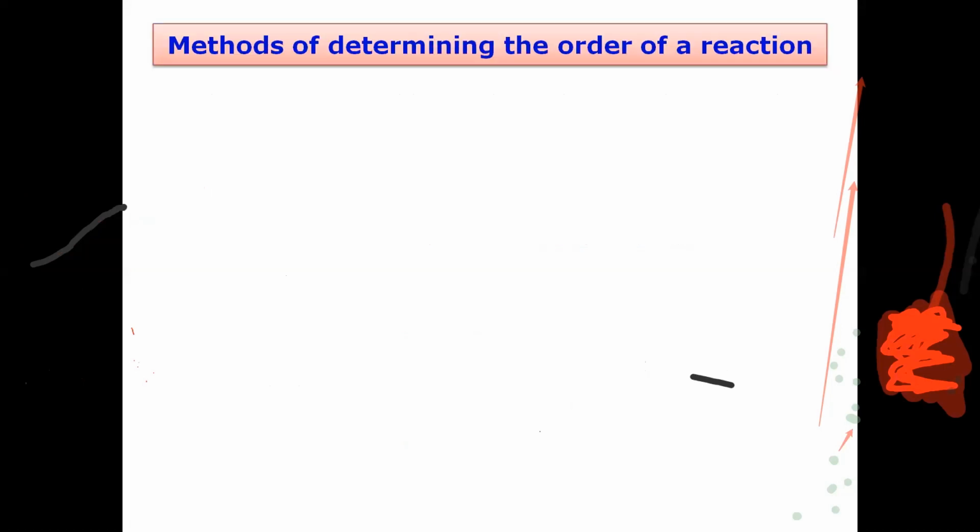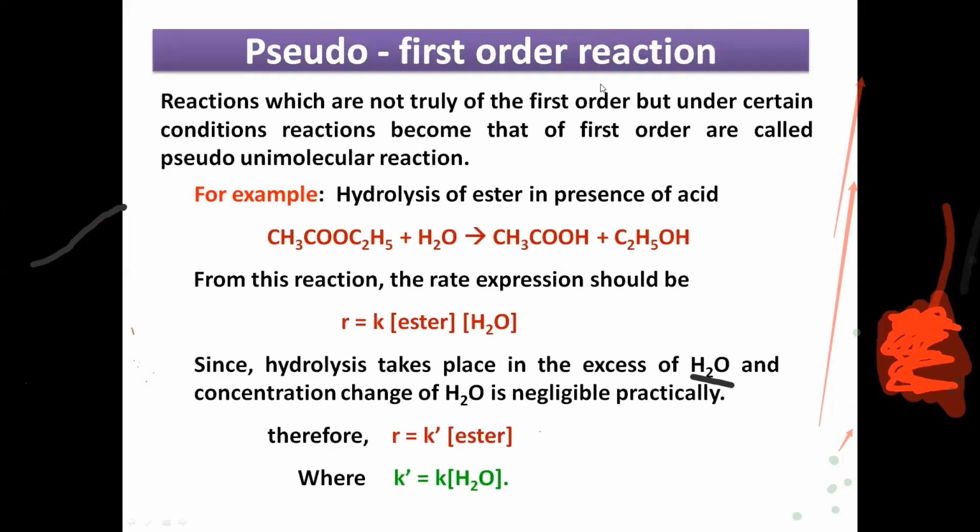Now, there are several methods of determining the order of a reaction. Whatever portion we have done, I have covered up to the pseudo first order reaction in the previous classes. So this is a quick revision. Hopefully, you people have got a good recap of this chapter. So you just keep on revising whatever we have done.